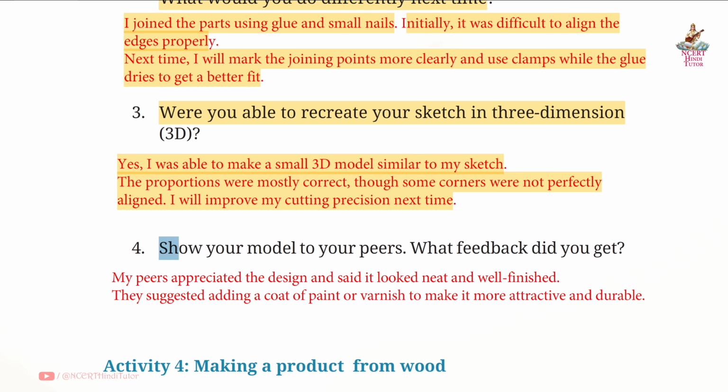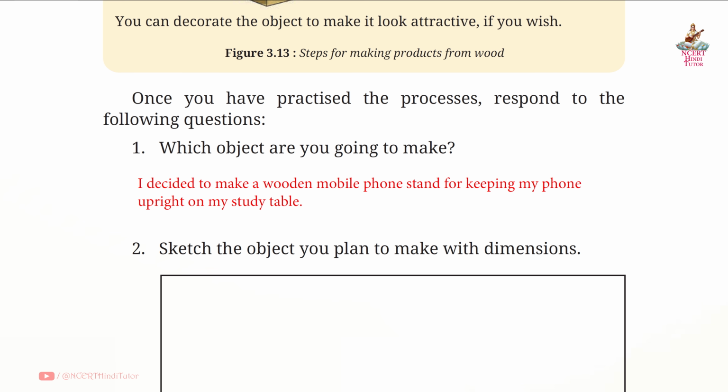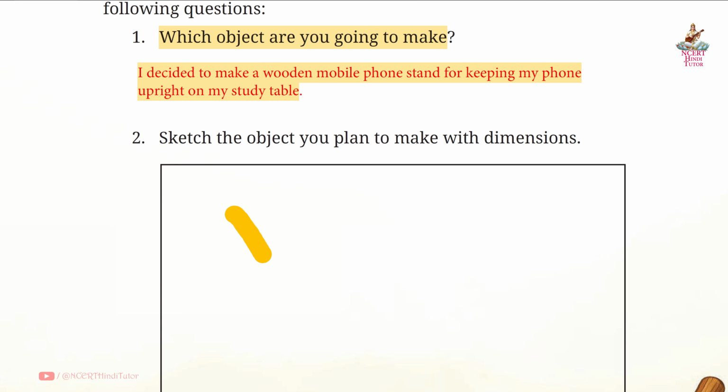Question 4. Show your model to your peers. What feedback did you get? Answer: my peers appreciated the design and said it looked neat and well finished. They suggested adding a coat of paint or varnish to make it more attractive and durable. Page 75. Question 1. Which object are you going to make? Answer: I decided to make a wooden mobile phone stand for keeping my phone upright on my study table. So friends, you have to draw this here.